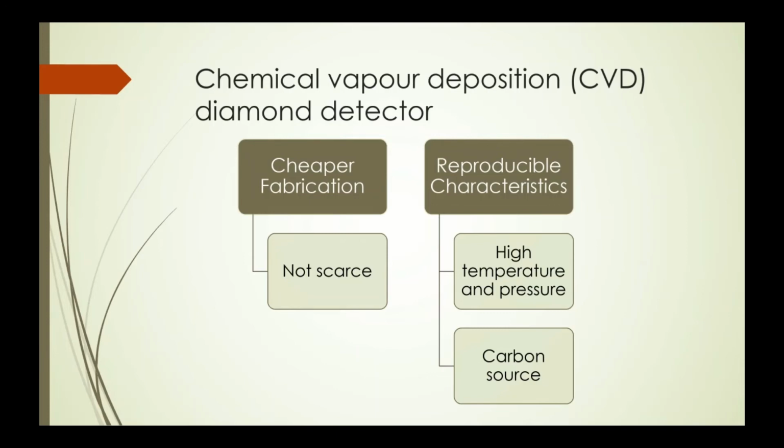Other than that, CVD diamond also has reproducible characteristics. This is done by fixing the high temperature and pressure values, plus maintaining a fixed carbon source. Through these measures, the wanted CVD diamond characteristics can be produced.